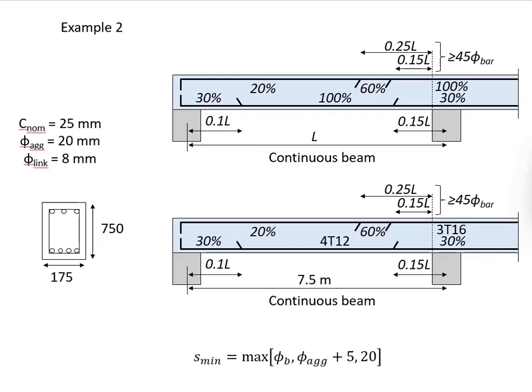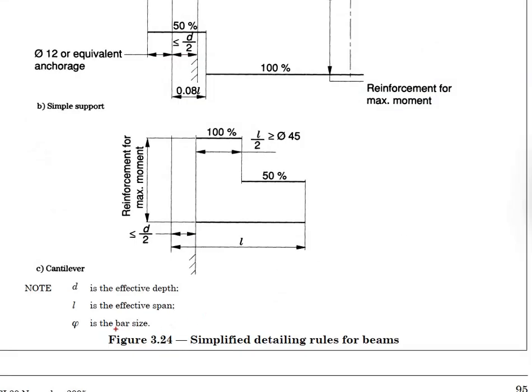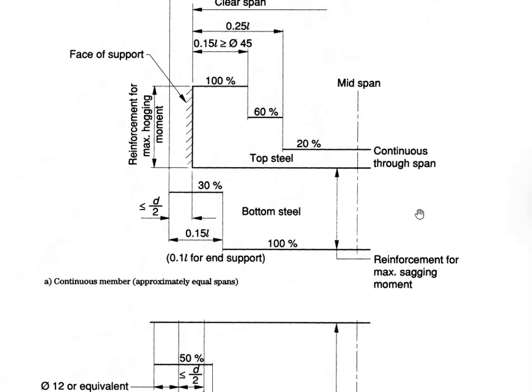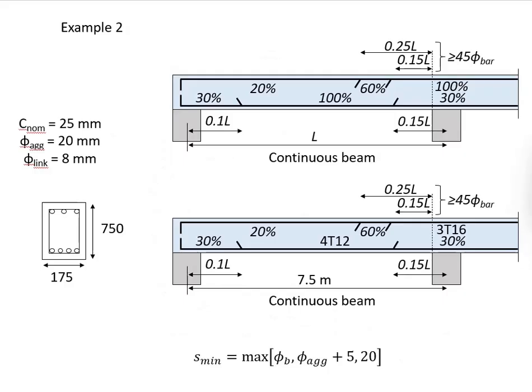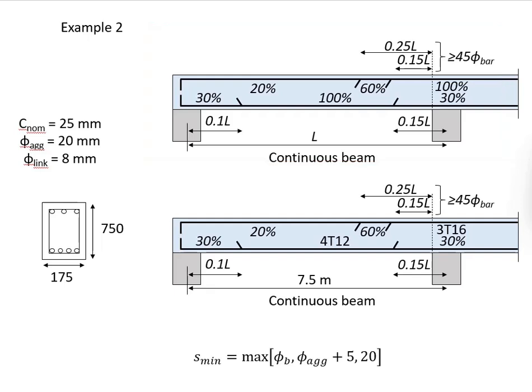Previously, we did one example of the curtailment of the reinforcement bar in a continuous beam. Now let us try another example. We are using the simplified rules for the curtailment, which is based on Figure 3.24 in British Standard BS 8110, only that it is presented in a graphical manner.